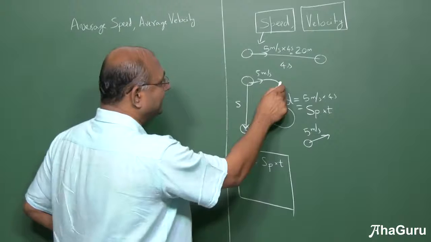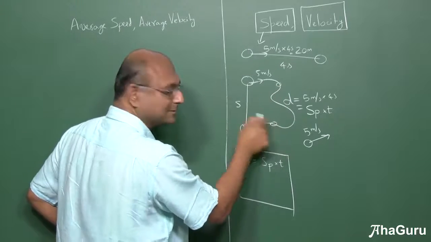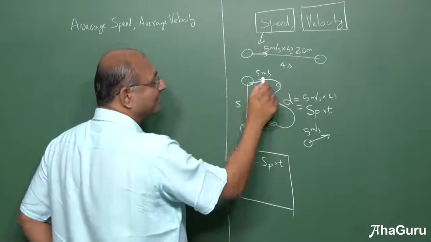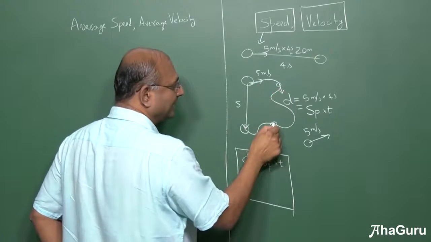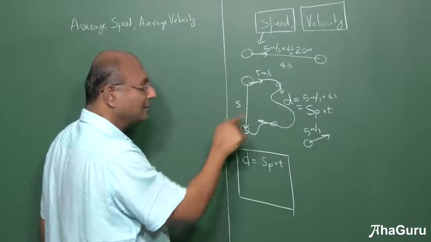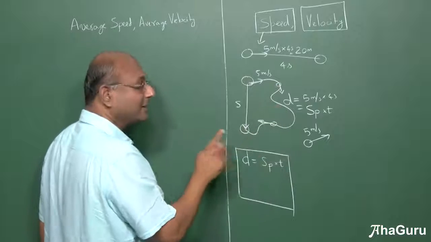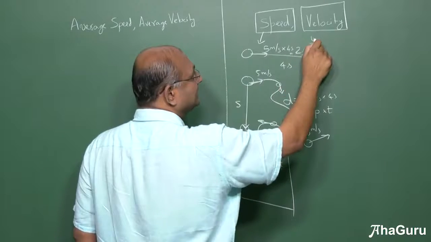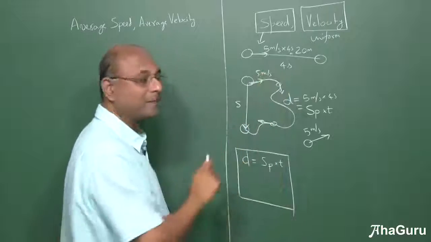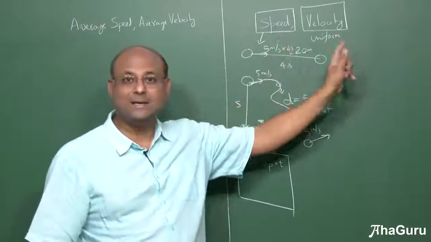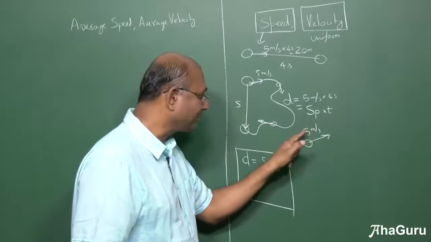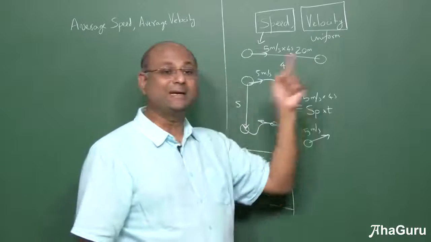Here I can have 5 meters per second, 5 meters per second, 5 meters per second. It is moving at 5 meters per second, but look at the direction. Here it is moving like this, here it is moving like this, here it is moving like this. So the velocity is changing. Speed is constant. Suppose I tell you velocity is constant. Another word for constant is uniform. So if I say uniform velocity means constant velocity, constant size, which means constant speed, and constant in direction.